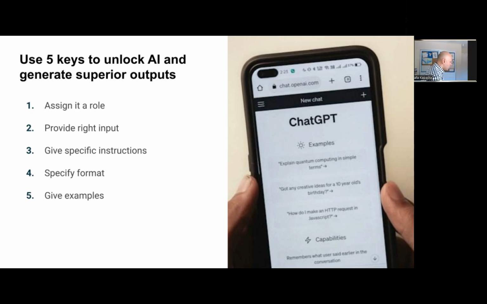And number 5 is you want to give it examples. And to give it examples, just to our earlier comment, is not there to force the LLM to think only in that dimension, but the example is there to actually reinforce the format. So you want to use only 1 example, maybe 2 max. So let's break it down.